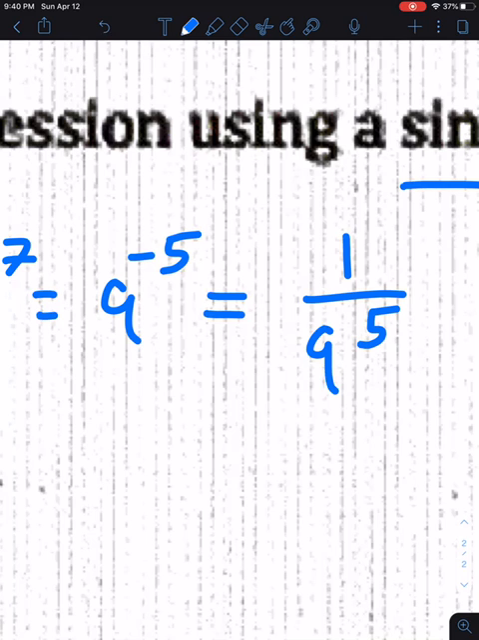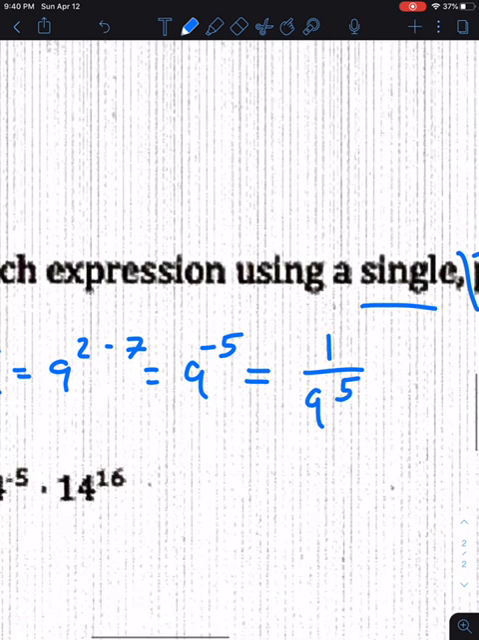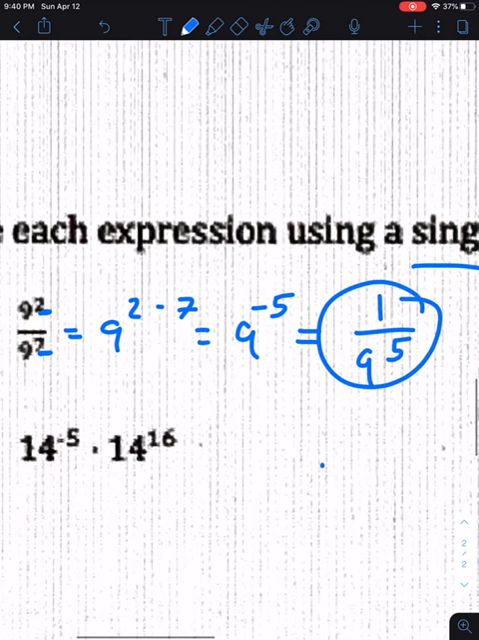And then they get more positive. So it doesn't say anything about your answer being a fraction, so this is a correct answer here. This is the correct answer, 1 over 9 to the 5th.